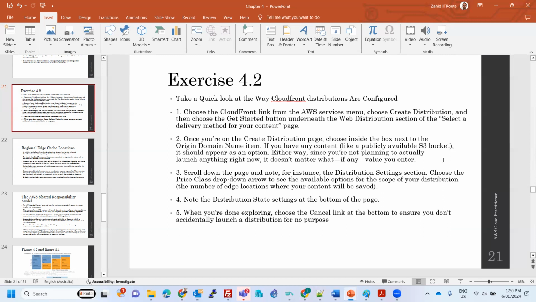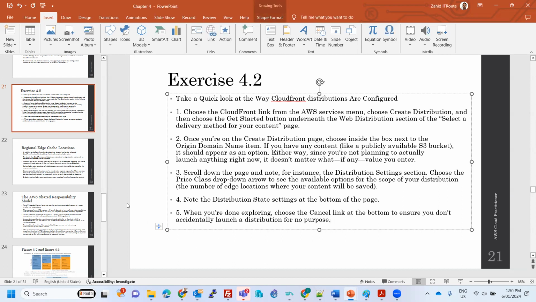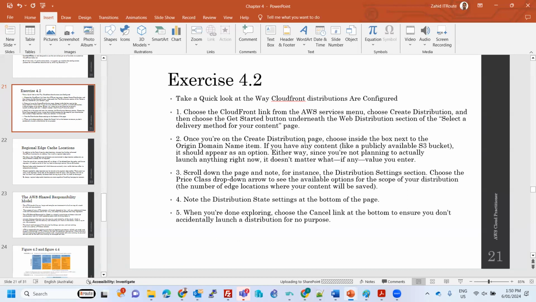Scroll down the page to the distribution settings section. Click the price class drop-down arrow to see available options for the scope of your distribution. Note the distribution settings at the bottom of the page. When you are done exploring, choose cancel to ensure you do not actually launch anything. This is just showing how a CloudFront distribution works. These are the locations we can check. So we're going to look at this one later on.